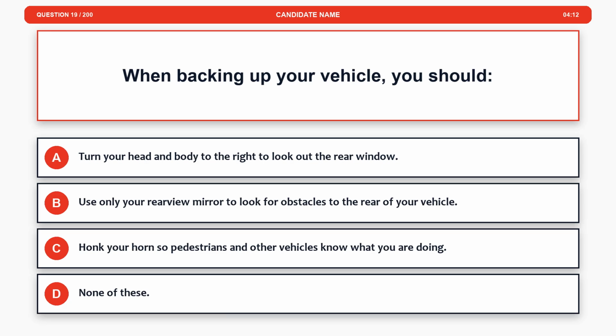Question 19. When backing up your vehicle, you should: Option A. Turn your head and body to the right to look out the rear window. Option B. Use only your rearview mirror to look for obstacles to the rear of your vehicle. Option C. Honk your horn so pedestrians and other vehicles know what you are doing. Option D. None of these.